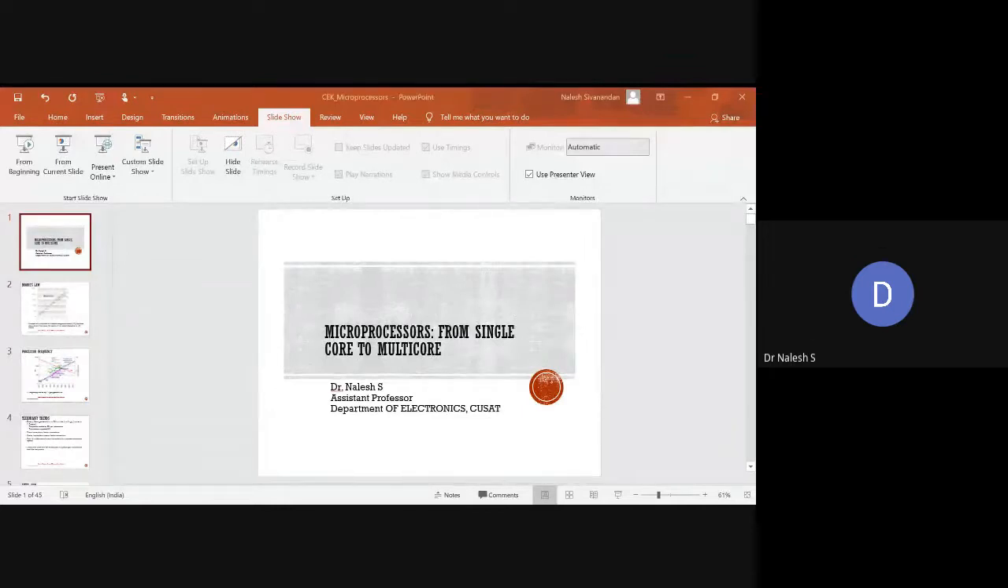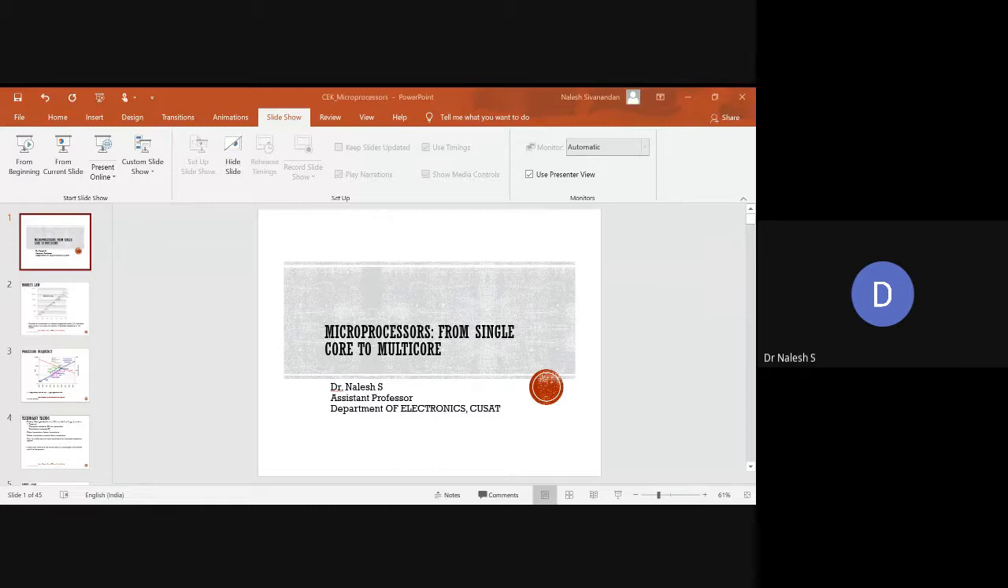So let's start on the topic: microprocessors, from single core to multi-core. The way I have organized it is, as ma'am has told, I belong to the electronics department, and I think you are from the computer science department. So we electronics engineers normally approach things through hardware. So I'll be focusing more on the hardware side of multi-core processors, how this evolution happened.